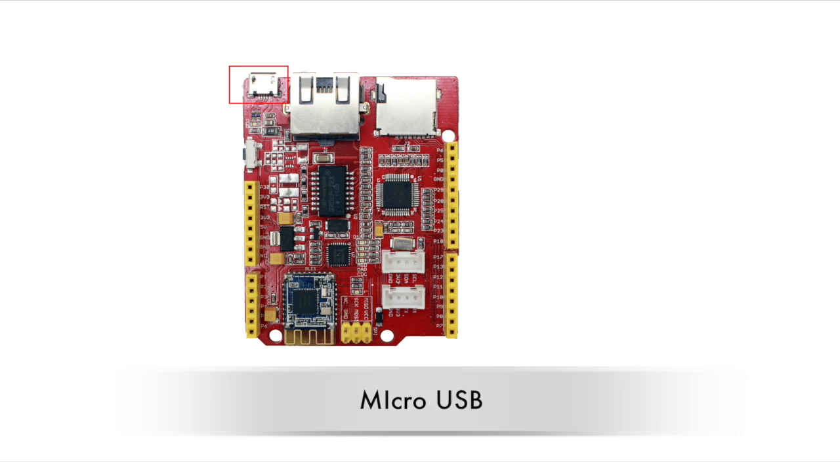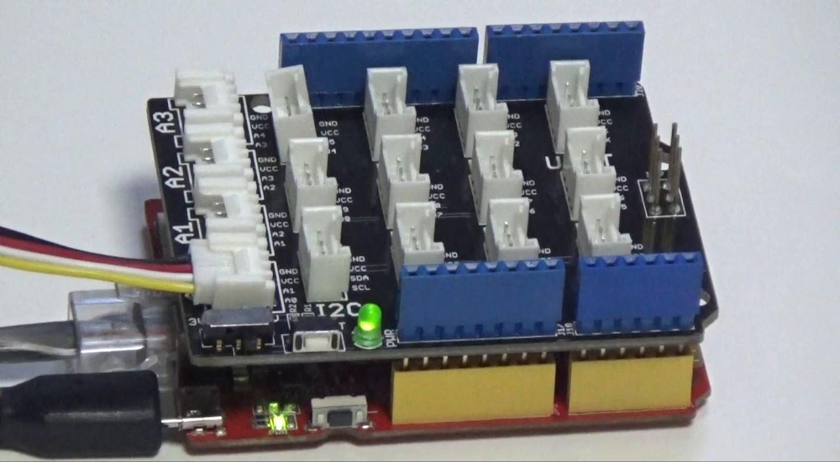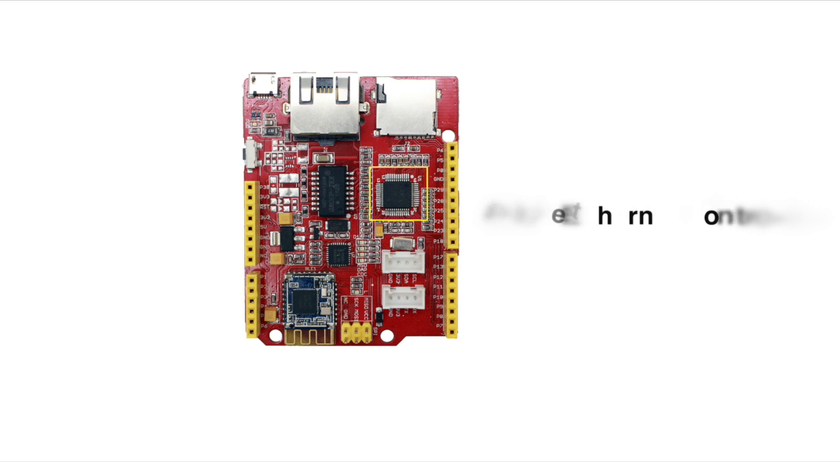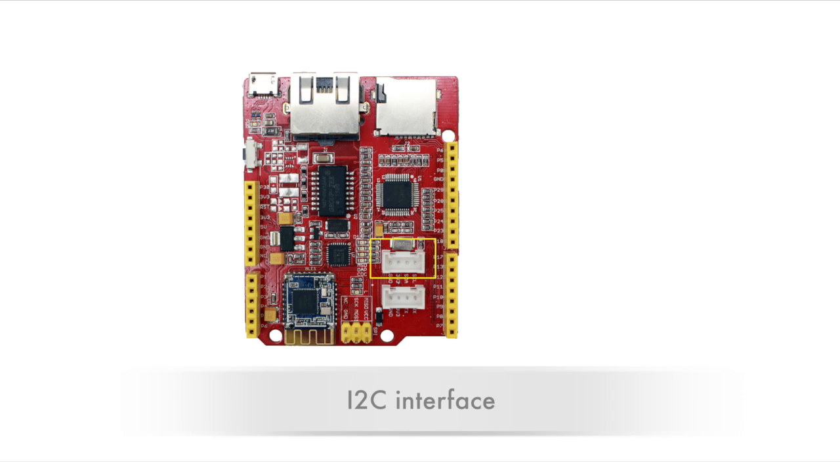There is a micro USB port, RJ45 Ethernet port, and SD card socket at the head of the board. Reset button on the left. The W5500 is a hardwired TCP/IP Ethernet controller which can help you connect to the internet easily. There is also an I2C interface and UART interface, with which you can connect to many other digital Grove sensors.